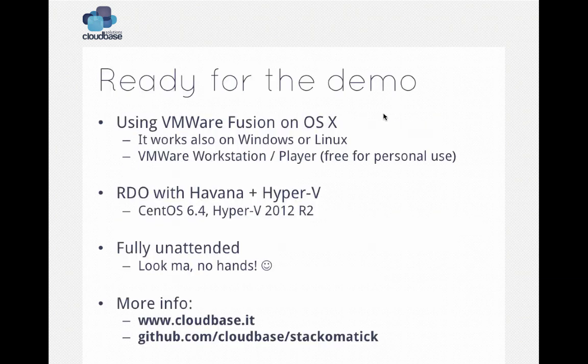Okay, we're ready for the demo. We're going to use VMware Fusion on OS X to run it. It works also on Windows or Linux. In that case, you will need VMware Workstation or Player. VMware Player is free for non-commercial use. RDO with Havana is what we're going to deploy, including KVM and a Hyper-V node. We're using CentOS 6.4, Hyper-V 2012 R2, which got recently released.